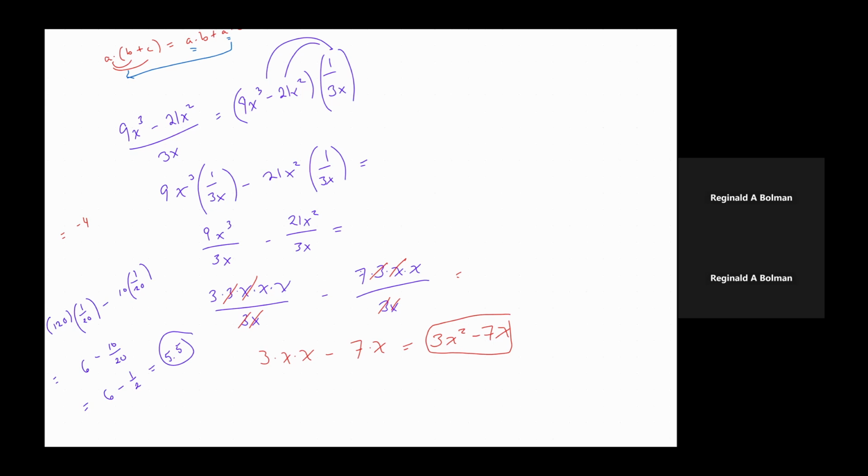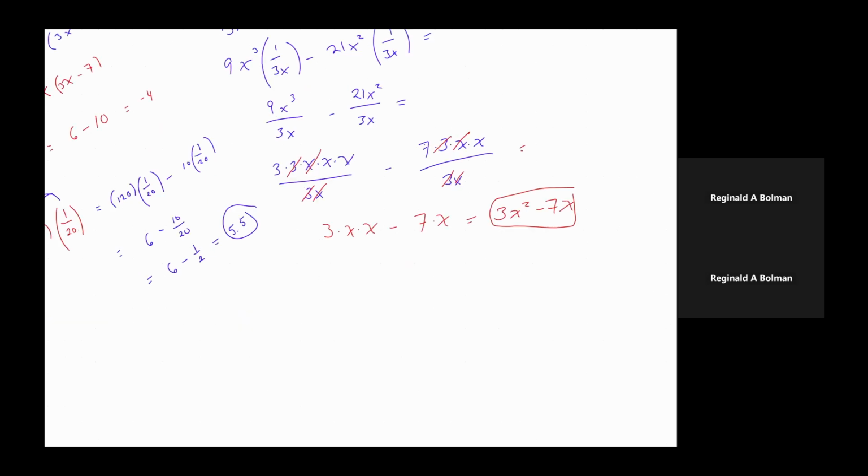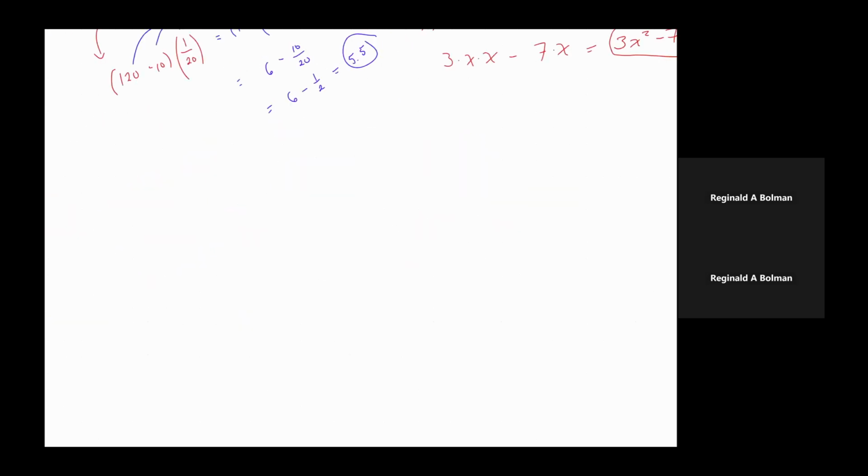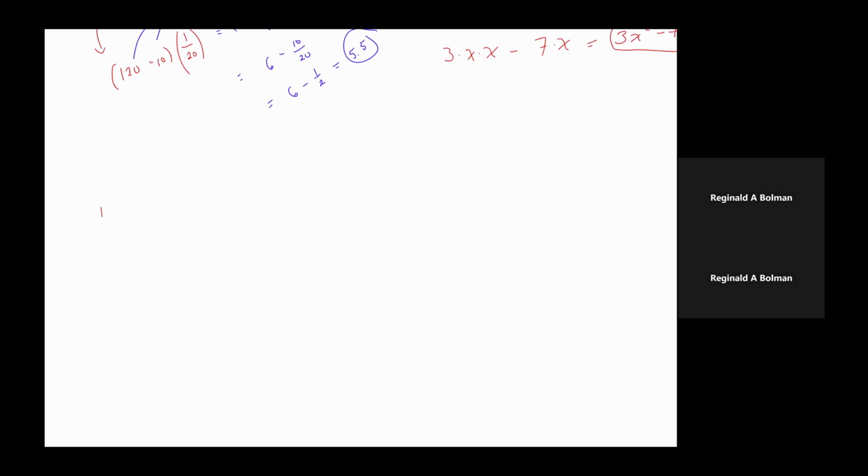So in a slightly more complicated example, we work problem 17 from the textbook. We have 5n to the fifth minus 10n cubed minus 25n, and this is going to be divided by 25n.